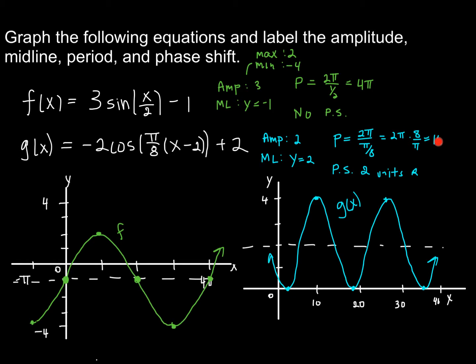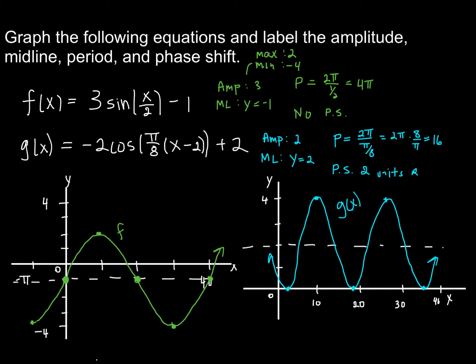The period is 16, so it's going to have a minimum of 16 units to the right of 2, which is 18. And another 16 units to the right. 18 plus 16 is 34.